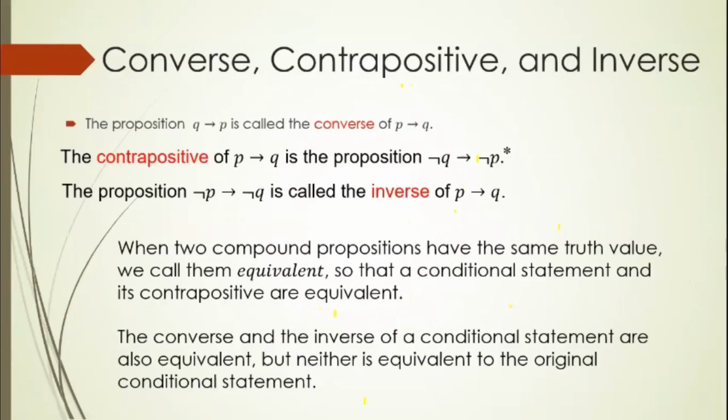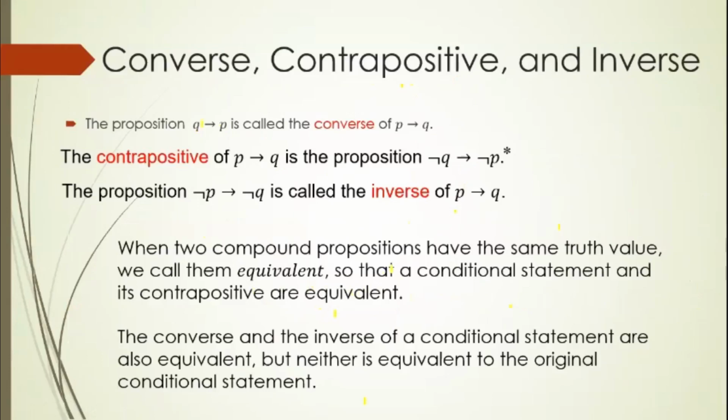Now we are going to differentiate the converse, the contrapositive, and the inverse. The proposition if Q then P is called the converse of if P then Q. The contrapositive of if P then Q is the proposition if not Q then not P. The proposition if not P then not Q is called the inverse of if P then Q.